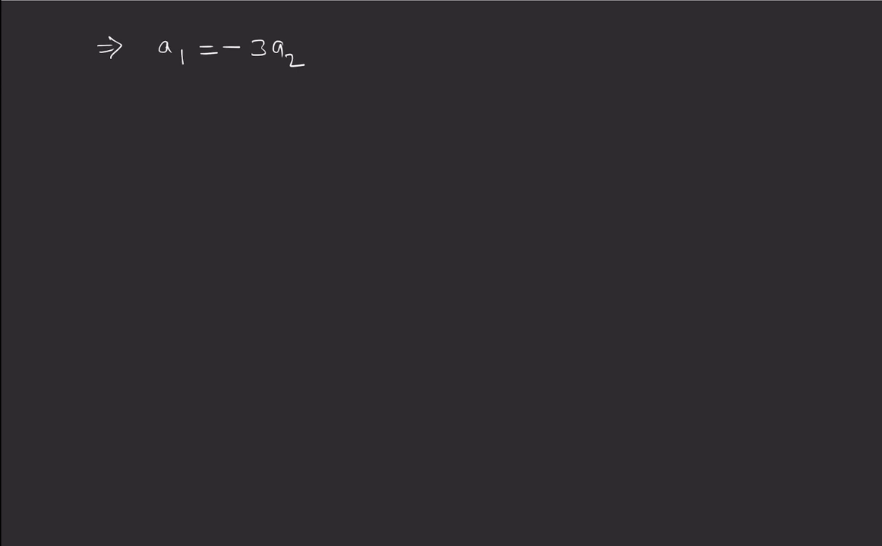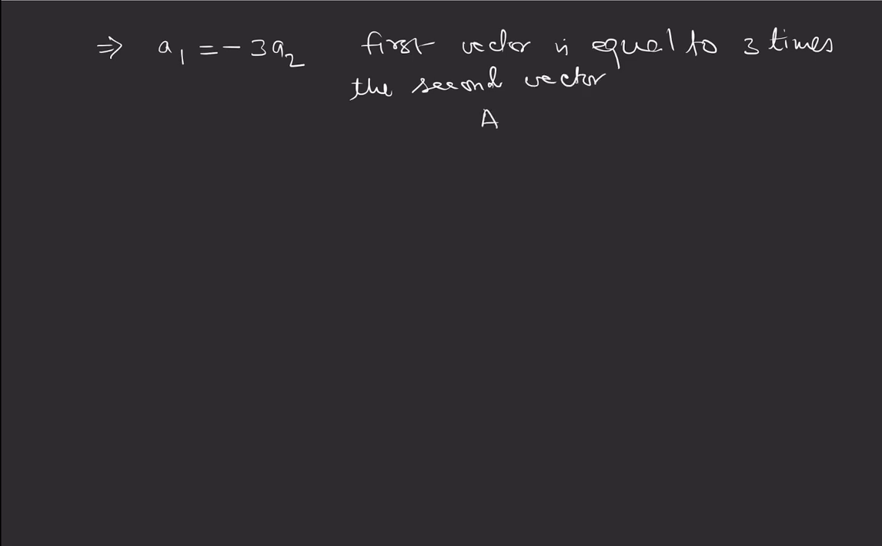That is, the first vector is equal to minus 3 times the second vector. That is, A is equal to minus 3B. Thus, we see that the first vector can be expressed in terms of the second vector. Therefore, these two vectors are linearly dependent.